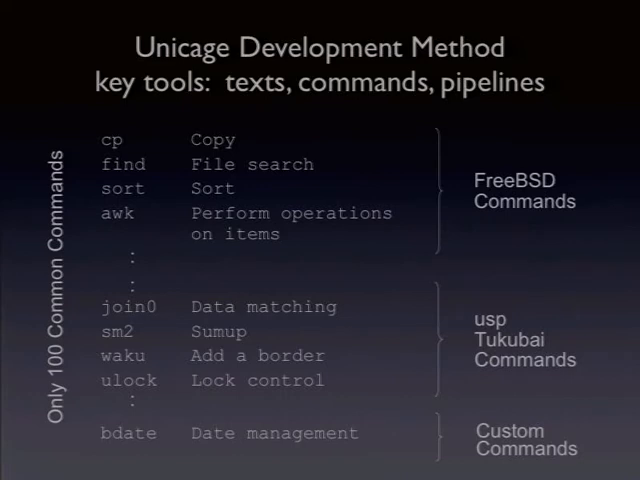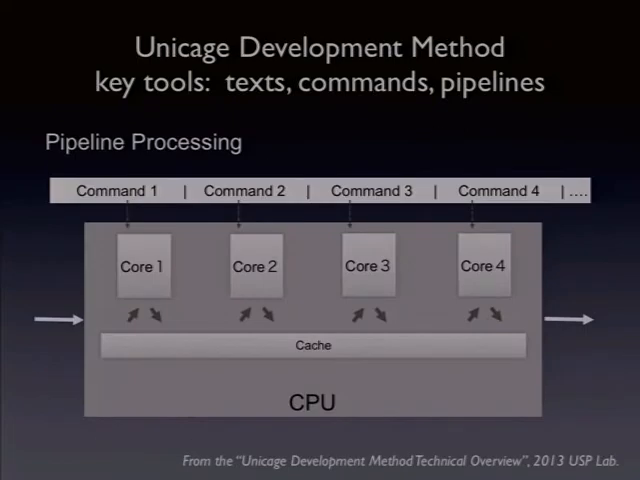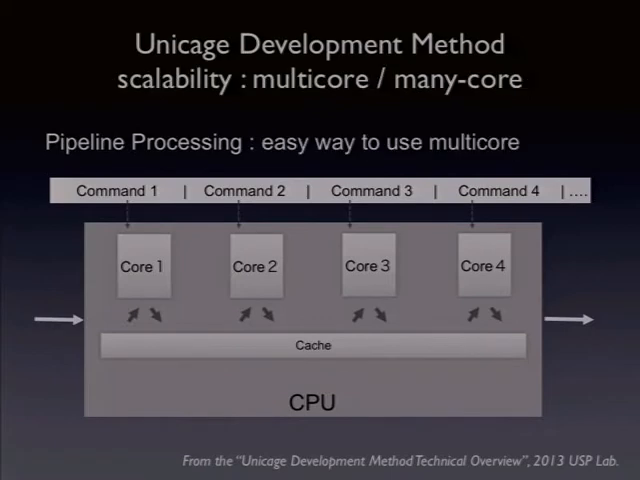Every day we use these commands, plus some Tukubai commands. That's all. That is their system development method. Make the data file and command pipeline, command pipeline, pipeline processing. And this model is very well suited to multi-core and many-core systems. Many processes use many cores at the same time.